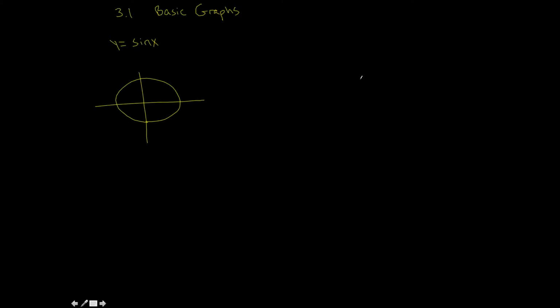Okay, so we have the unit circle here, and here is the point (1, 0). This is the point (0, 1). This is the point (-1, 0). And this is the point (0, -1). And we know these better as 0 or 2 pi, pi over 2, pi, 3 pi over 2. Okay, so this is our unit circle.